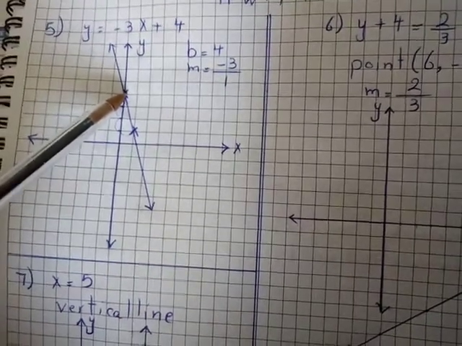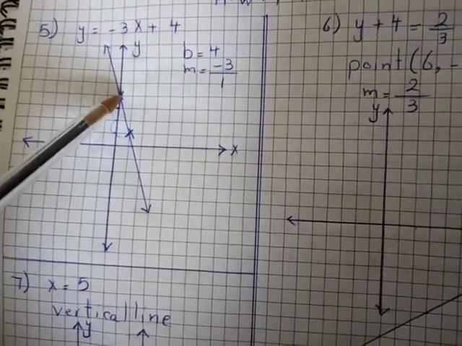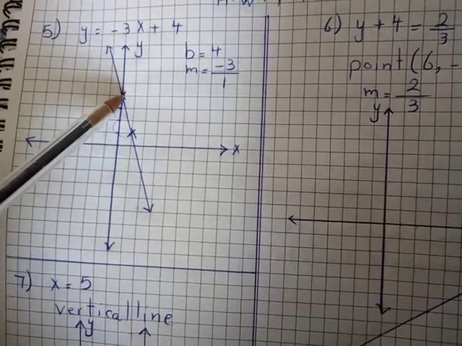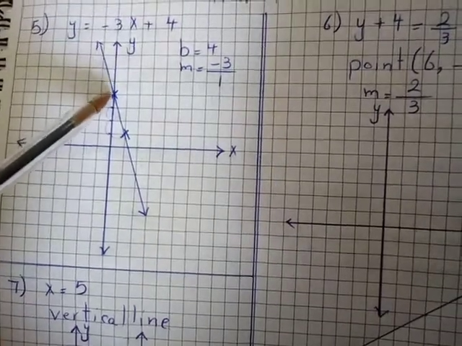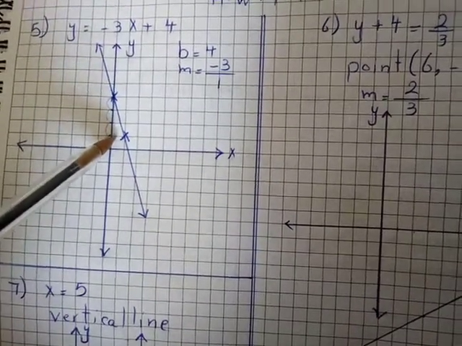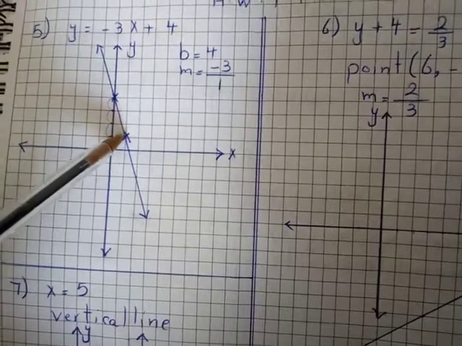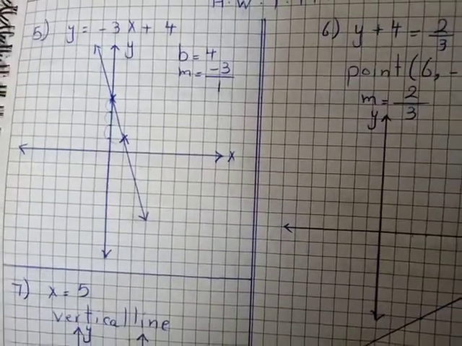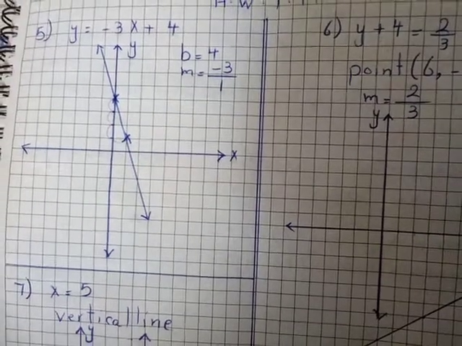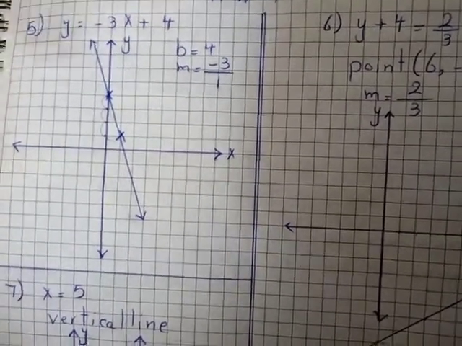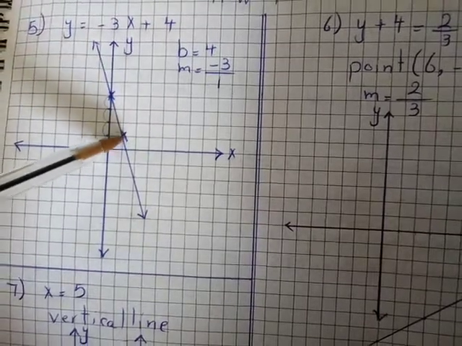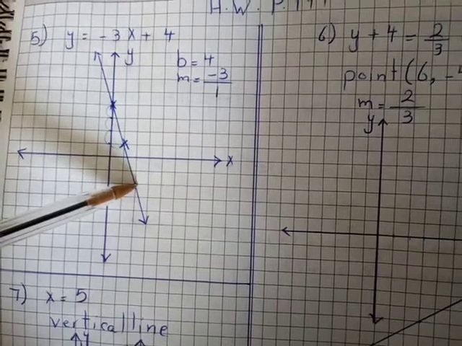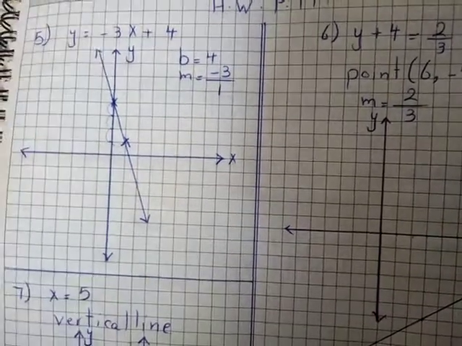We said always the rise first, up or down. The direction depends on the sign. Here the sign is negative, so we will go down. So we will go 3 units down and 1 unit to the right. So we get the second point. Connect between them to graph the line. If we need to graph the line accurately, we can repeat the slope. We can go 3 units down and 1 unit to the right to get the third point, to graph the line accurately.